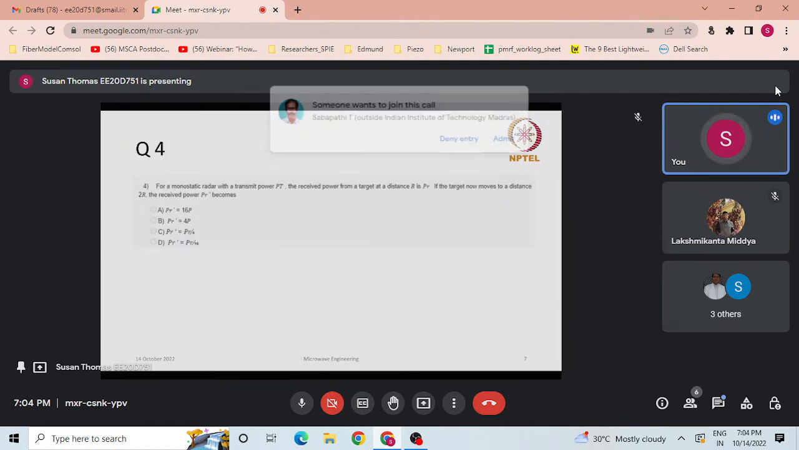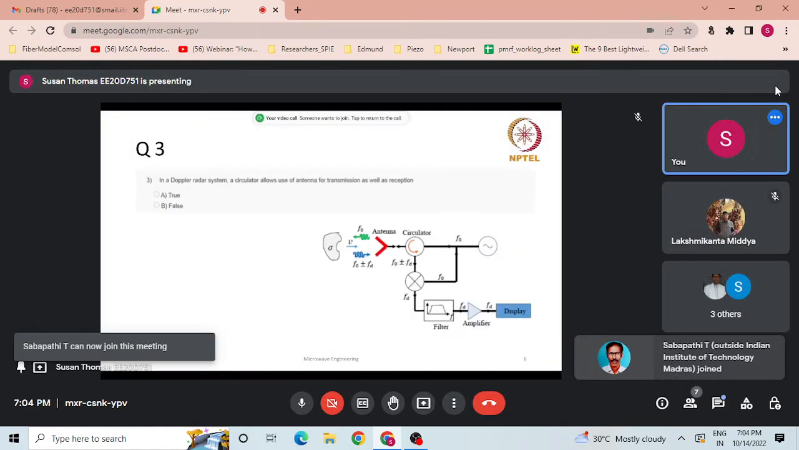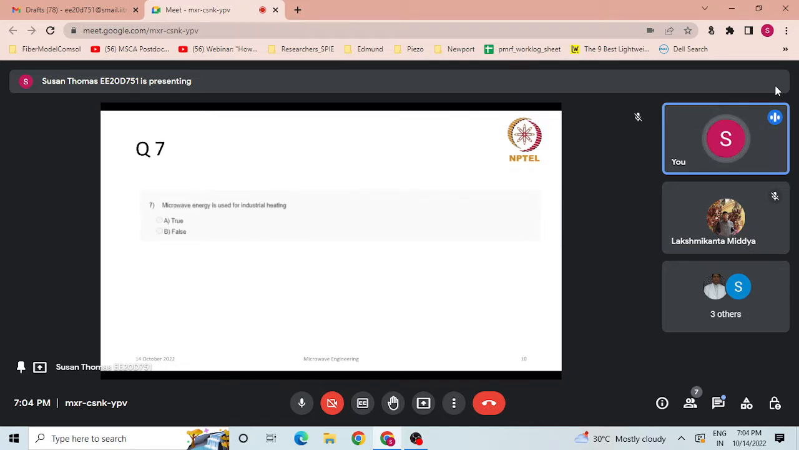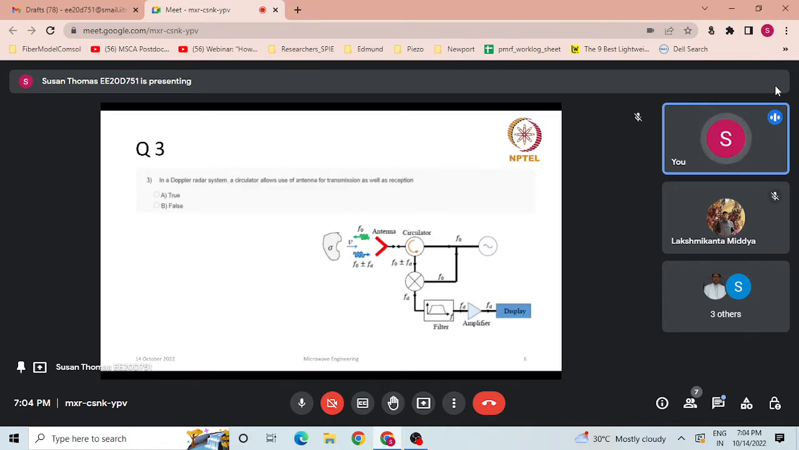So I will quickly find some questions related to radar. Before going into some questions on radar, all of you know what a radar is, so I don't have to explain that, but a little bit of briefing. Radar is nothing but radio detection and ranging, wherein, if you have a target at some distance, you can calculate the distance to the target or estimate the velocity of the target.